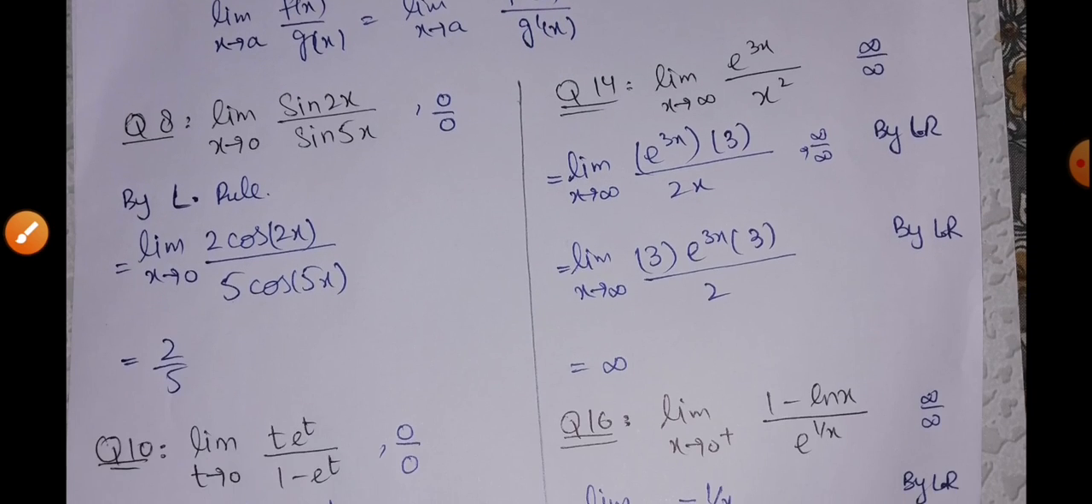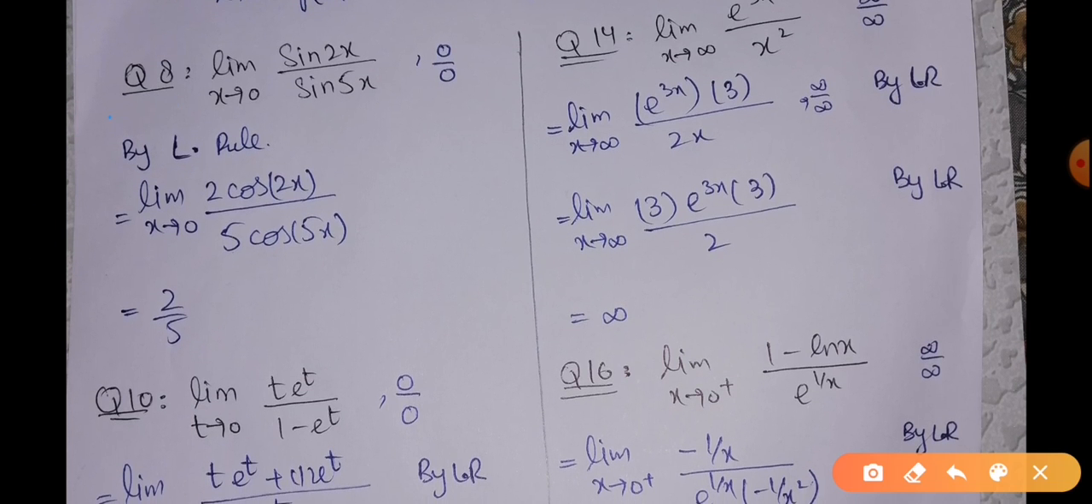Here is an example. For example, we have question number 8 over here. Limit x approaches 0, sine 2x over sine 5x. Directly we get 0 by 0, so we are going to apply L'Hopital's rule. We will take the derivative of the numerator and the derivative of the denominator. The derivative of the numerator is 2 into cos 2x, and the denominator's derivative is 5 into cos 5x. So taking the limit, we get 2 by 5.